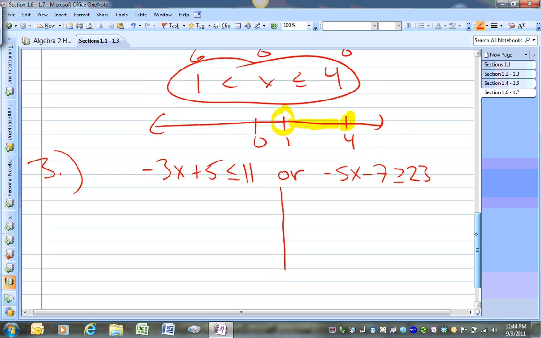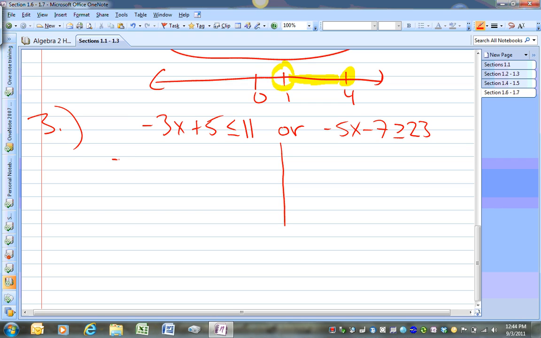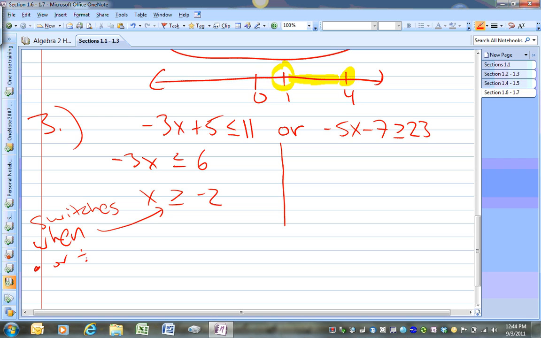Now in this case, you're going to have to do it separately. So negative 3x less than or equal to 6. X is greater than or equal to negative 2. Notice how this switches, right? Very, very important. It might be a review from Algebra 1 a while ago. The inequality switches when multiplying or dividing by a negative number. Okay?